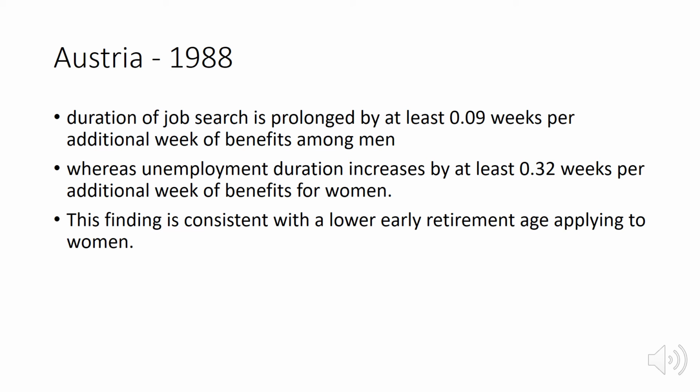And in Austria, in the late 80s, there was a lower retirement age that applied to women. So it makes sense that women might have more prolonged bouts of unemployment when you extend their benefits. Why is that? Because if you can extend your benefits just until you reach retirement age, then you can retire and everything will be fine.